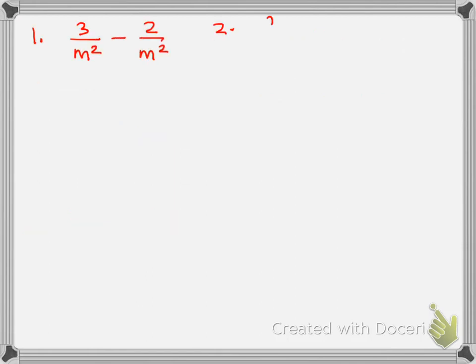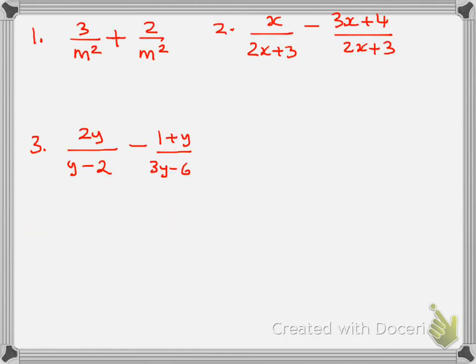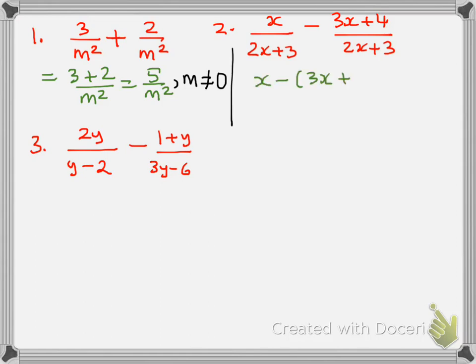Okay, so what did you do? So I'll show you what I did here. For the first one, those are like fractions. All you have to do is just combine the numerators, retain the common denominator, and then you can state your restriction. For the second one, again, they are like fractions. All you have to do is combine the numerators.